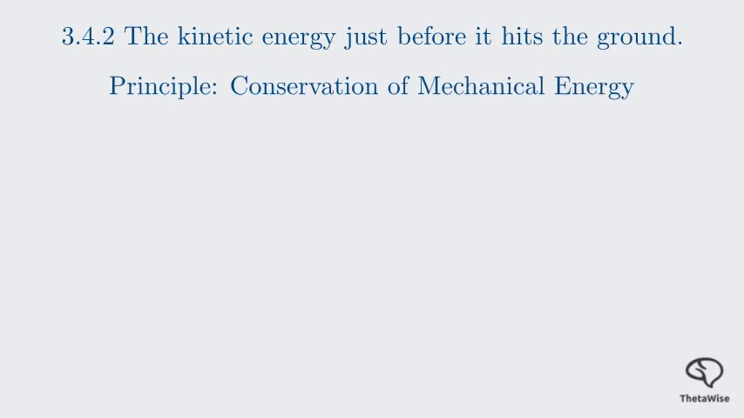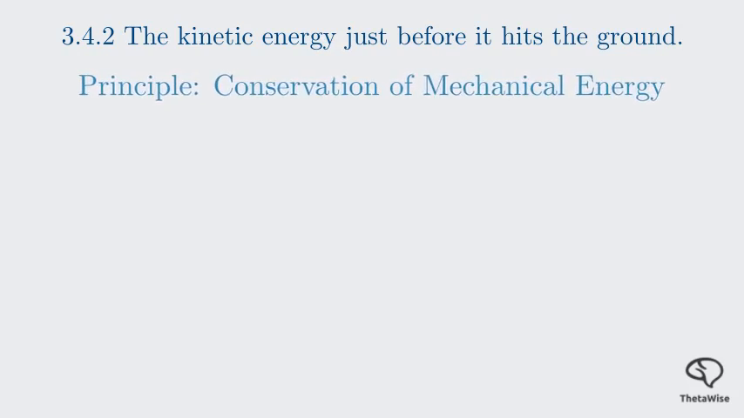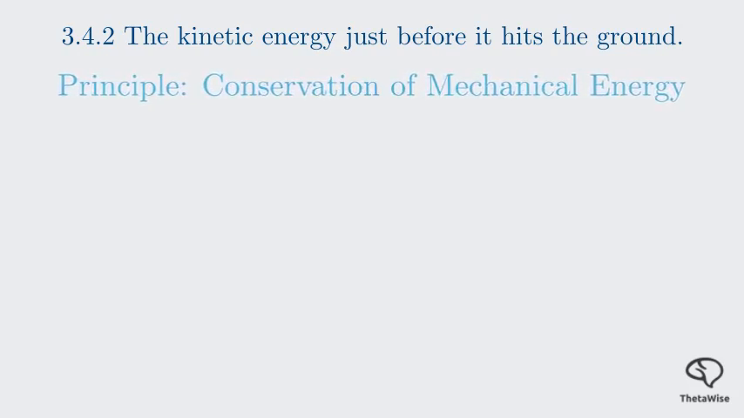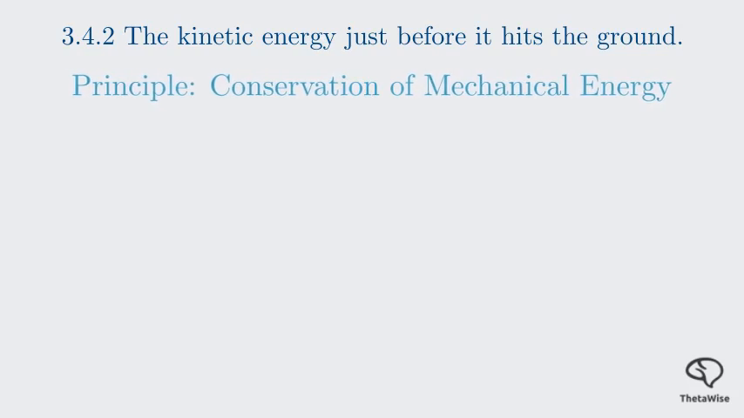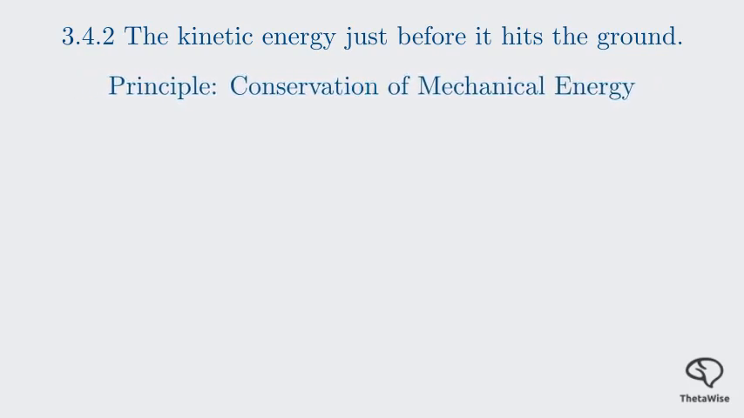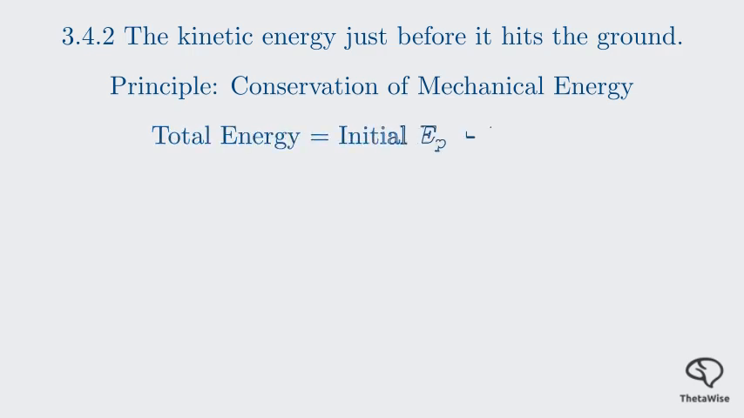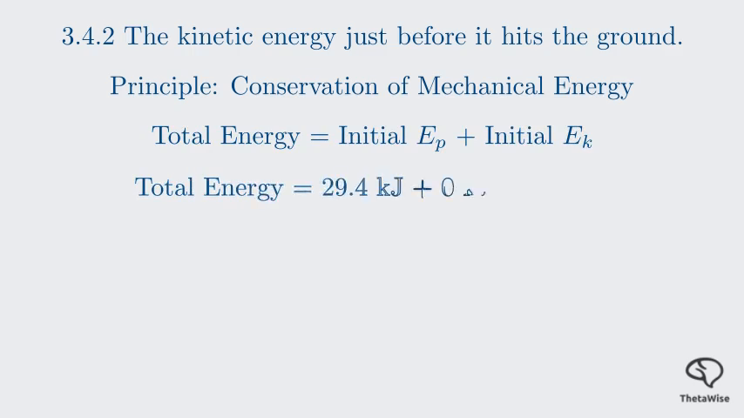ground. Remember the principle of conservation of mechanical energy? It states that the total mechanical energy at the start of the motion is equal to the total mechanical energy at the end. The total energy at the start is the potential energy we just calculated, 29.4 kilojoules, plus any initial kinetic energy. Since the object was at rest, its initial kinetic energy was 0. So, the total energy is 29.4 kilojoules.